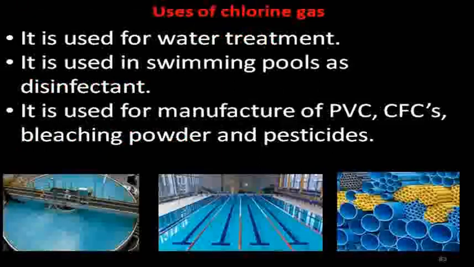First, uses of chlorine gas. Chlorine gas is used for water treatment, that is, to convert impure water into pure drinking water. In the production of drinking water, it was very, very useful in those days. Nowadays, we have the RO system.